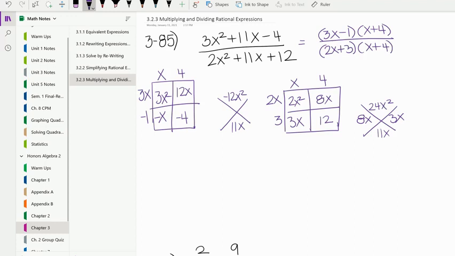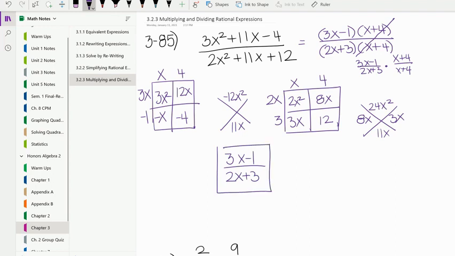So now that we did that, using what we learned in the last section, anything divided by itself is actually 1. So remember, we can think of this as 3x minus 1 over 2x plus 3 times x plus 4 over x plus 4. By thinking of it like that, we know that this will actually reduce to 1. So then our final answer is just 3x minus 1 over 2x plus 3. So that is what it reduces to.